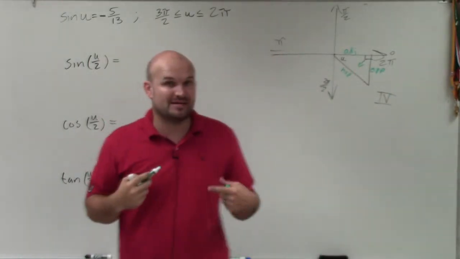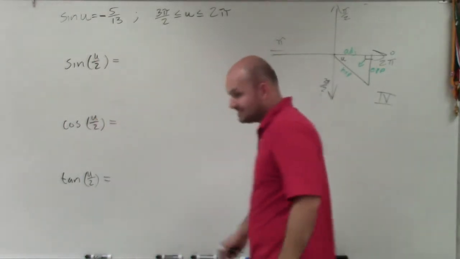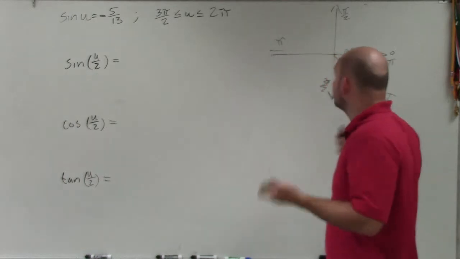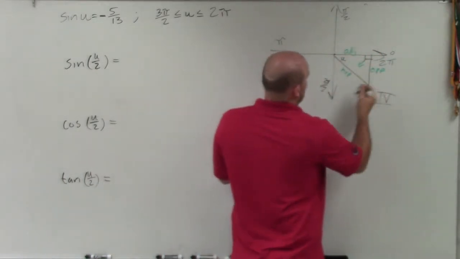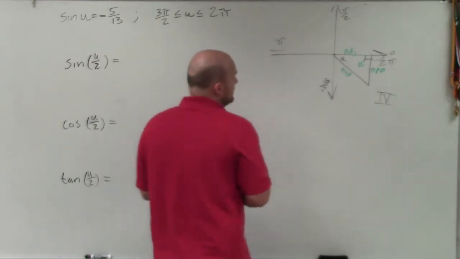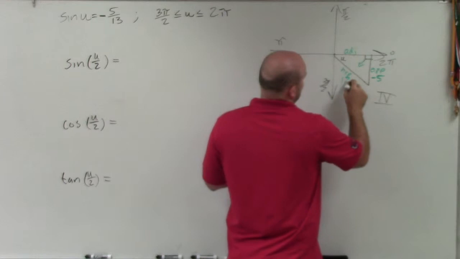Now let's go with the information that we know. We know that sine is -5 over 13. Remember, your hypotenuse is never going to be negative, so we know the sine is what is negative. So that's -5, and that's 13.